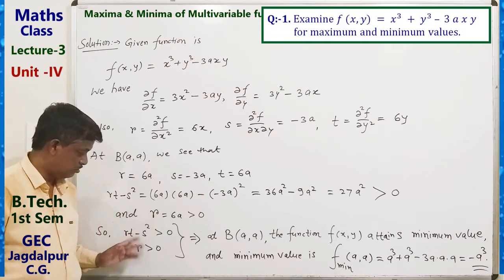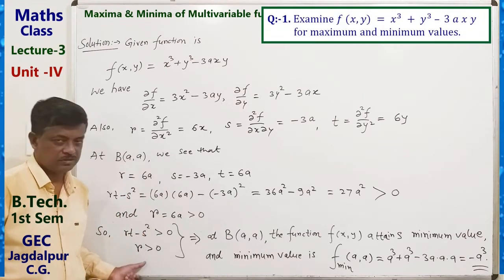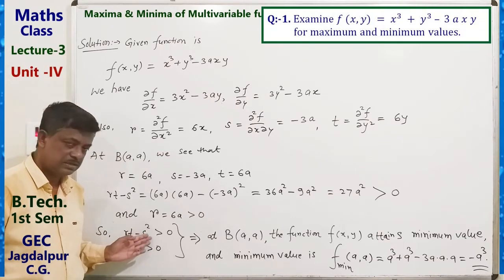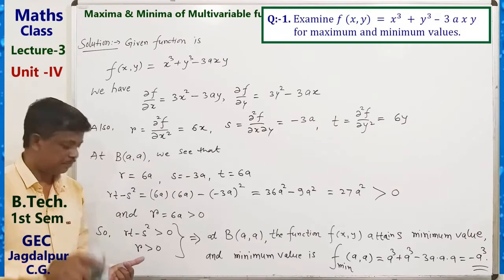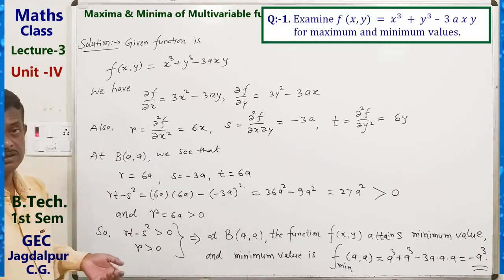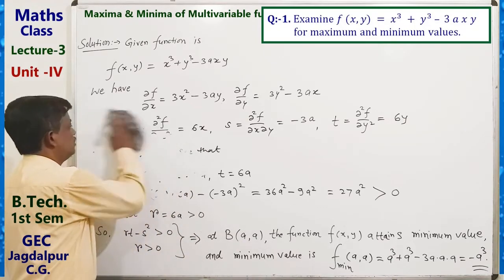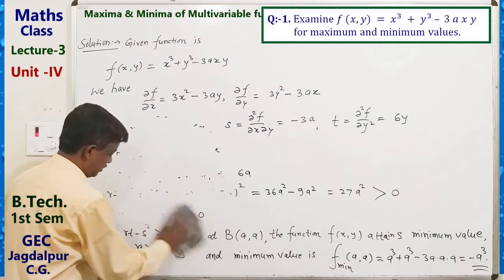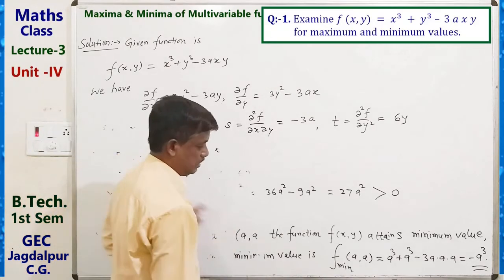If rt minus s square greater than 0 and r greater than 0, minimum. If rt minus s square greater than 0 and r less than 0, maximum. If rt minus s square less than 0, then neither maximum nor minimum. And if this is equal to 0, then a further method is required for testing, because it is a doubtful case. Okay.